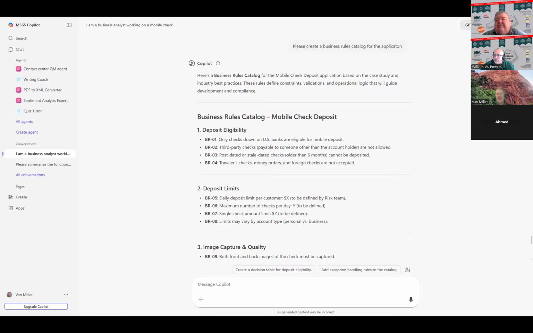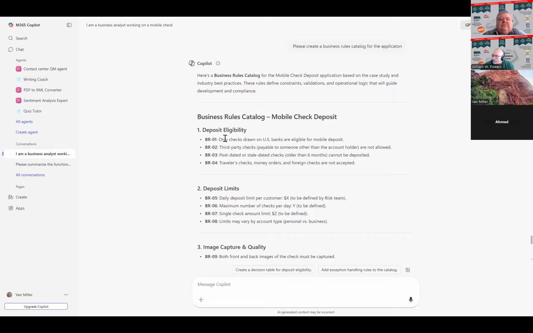Okay, so what we did was we asked it to create a business rules catalog for our mobile check deposit app. So it came back with this. We'll see how this looks. Here's a business rules catalog for the mobile check deposit application based on the case study and industry best practices. These rules define constants, validations, operational logic that will guide development and compliance. Okay, sounds pretty good. Now let's see if it makes sense compared to what we did in our case study.